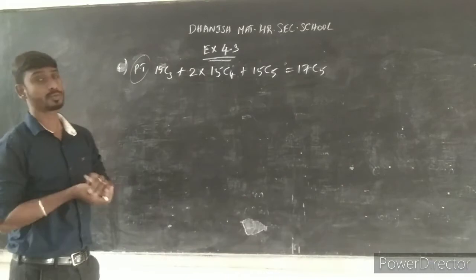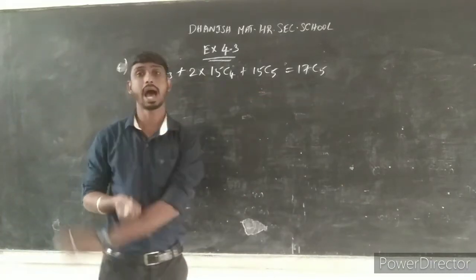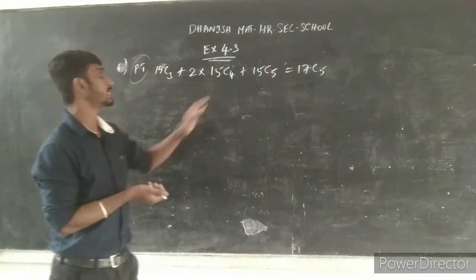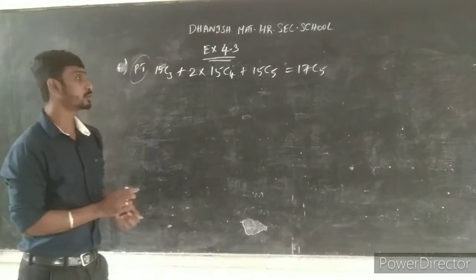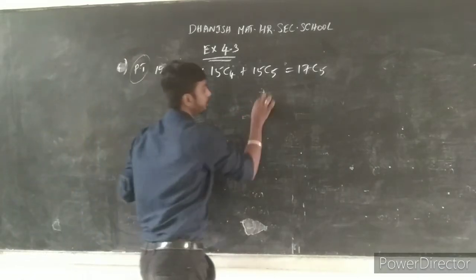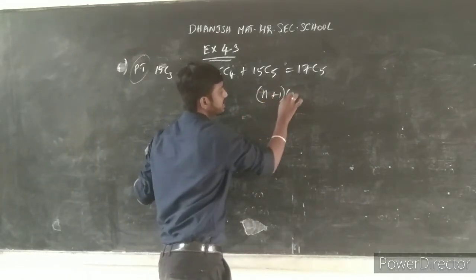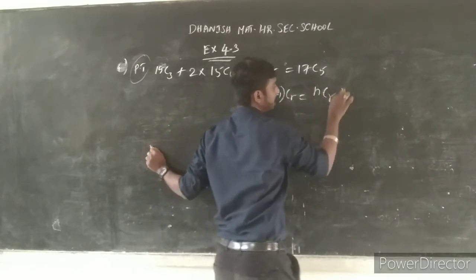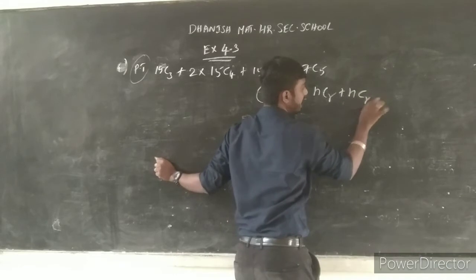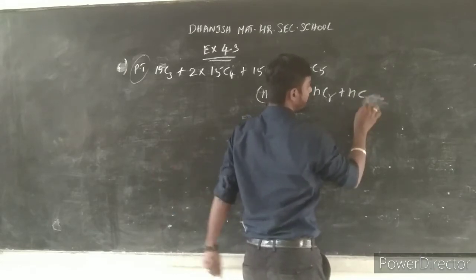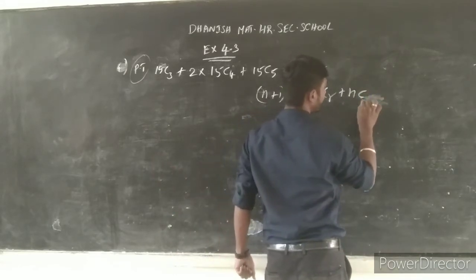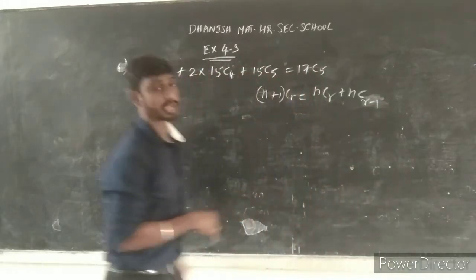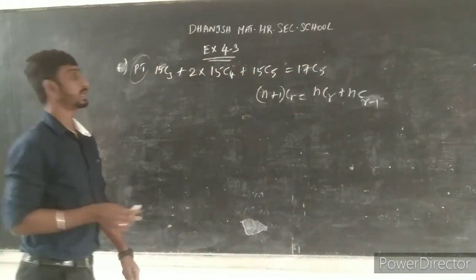So listen here. In this sum, proof means we are going to prove that the LHS is equal to RHS. We are using the formula (n+1)Cr equals nCr plus nC(r-1). This is the formula we are going to apply in this sum.